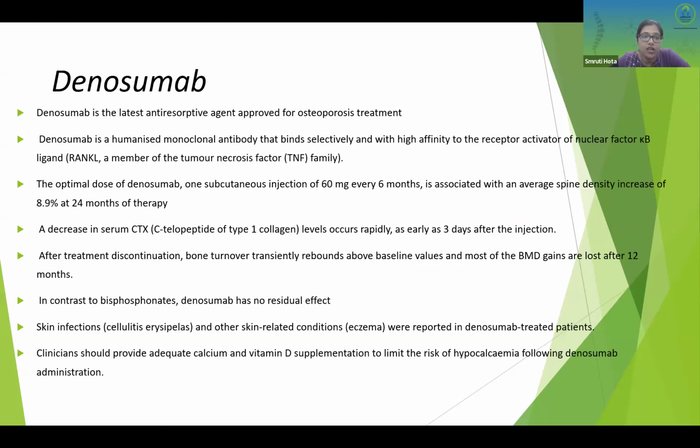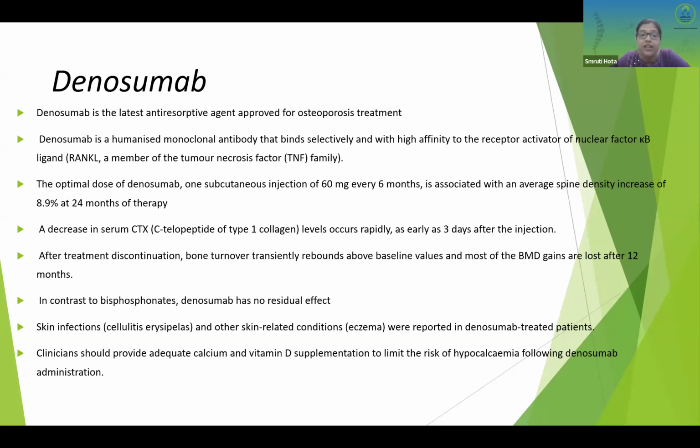And coming to denosumab, this is a recently approved agent for osteoporosis, and it is a humanized monoclonal antibody that selectively binds and neutralizes RANK ligand, which is a key mediator for osteoclast formation and activity. The standard dosing regimen is 60 milligrams administered subcutaneously every 6 months. This schedule has been shown to produce a significant increase in spine BMD, averaging over 9% over 24 months.